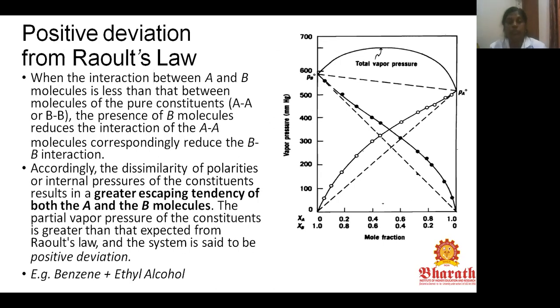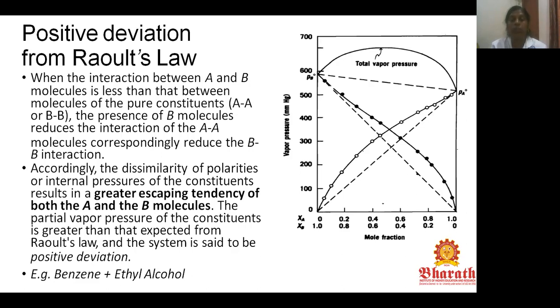When the interaction between A and B molecules is less than that between molecules of the pure constituents, A to A or B to B, the presence of B molecules reduces the interaction of A to A molecules and correspondingly reduces the B to B interactions. Accordingly, the dissimilarity of the polarities or internal pressure of the constituents results in a greater escaping tendency of both A and B molecules.